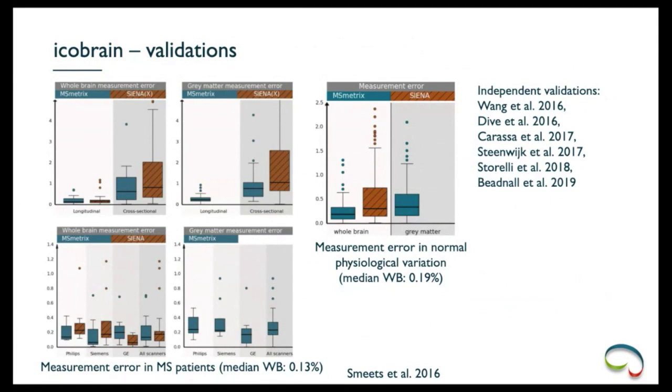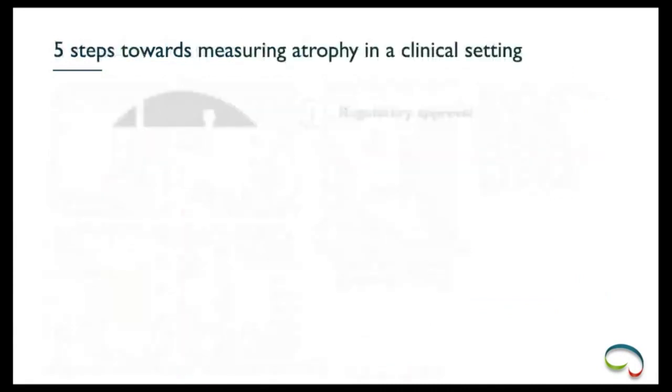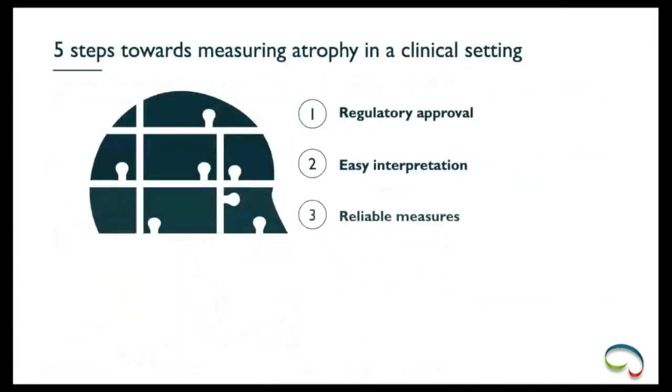It's of course also important to have independent validation. The software icobrain Amass has been validated by groups in Sydney, in Liège, in Amsterdam, and in Milano, and the references can be seen on the right of the slide.